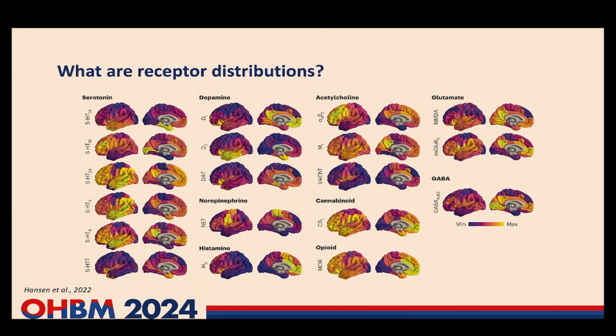So another way to enrich your data or to consider how structural or functional data relates to other features is to consider receptor distributions. Justine Hansen also made this available through neuromaps. And she had the amazing collaborative idea to collect all kinds of PET distribution maps, for example, from serotonin, dopamine, norepinephrine, histamine, acetylcholine, cannabinoid, opioid, glutamate, and GABA.